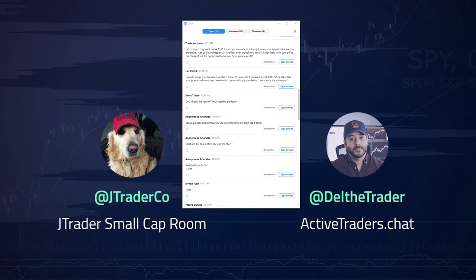John Pecknick: how do you predefine risk on an options trade? For example, if you want to risk 100 bucks and that be your premium, how do you know which option to buy? Consider one contract as the minimum. If you want to risk 100 bucks and you want to buy one contract, it means the contract you want to buy will be like the strike price, $1, right, Dell? Yeah, exactly.